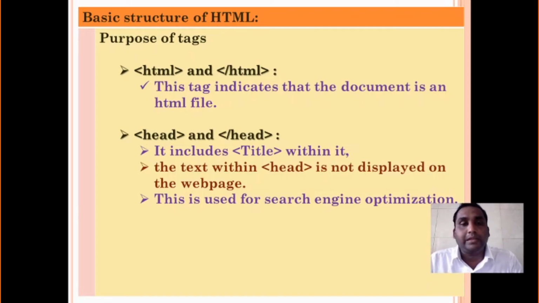Then in HTML there is a head tag. Head tag includes title tag within it. The text within head is not displayed anywhere on the web page. This is used for search engine optimization. The use of head tag is for search engine optimization, searching for the text, searching for the content. Just that's it. You see any application has a menu bar, so that menu bar is a head of that application.